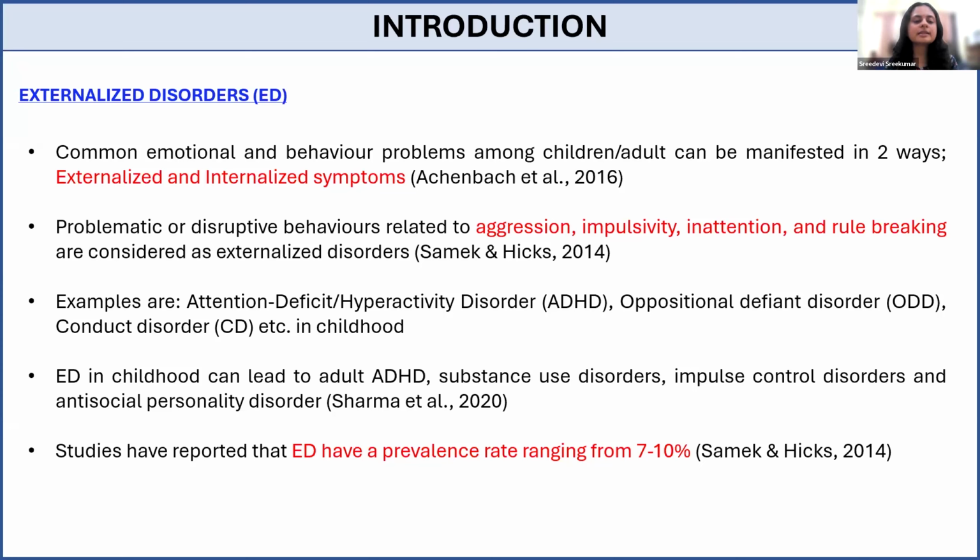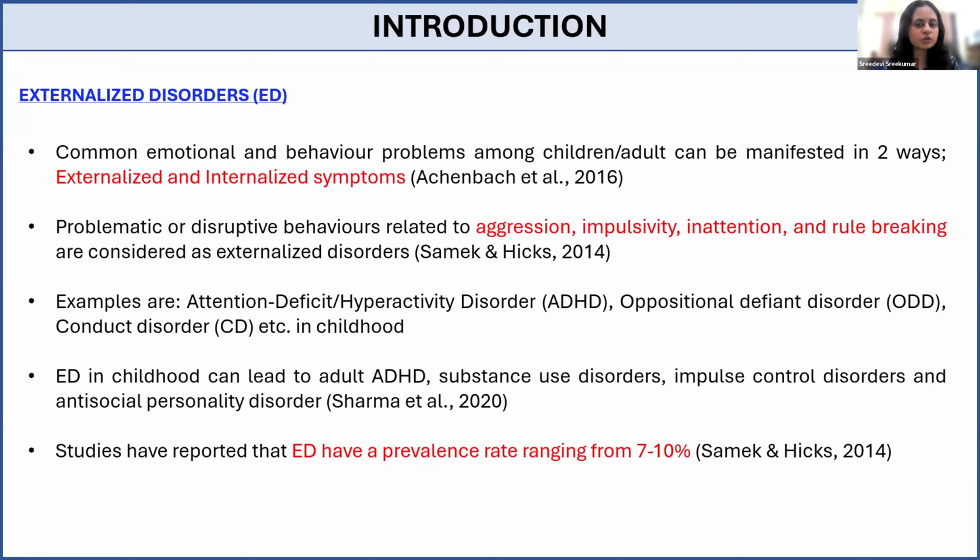If they are manifested in childhood, there is a chance that it can lead to other externalized problems in adulthood. Examples are substance use disorders, impulse control disorder, adult ADHD, violence-related symptoms, or poor performance in their academic and professional field, etc. Studies have reported that externalized disorders have a prevalence ranging from 7 to 10%. Considering this high prevalence rate and the problems they can cause in the people affected, this has to be considered a serious issue which has to be addressed.